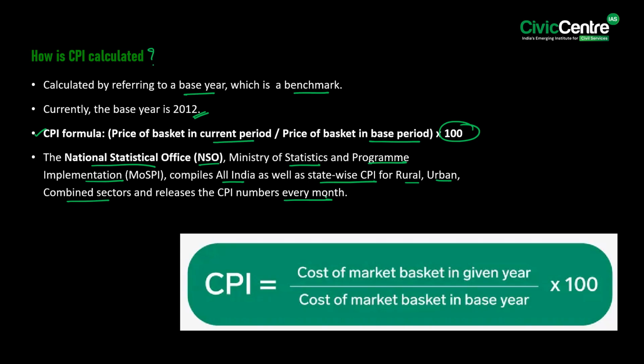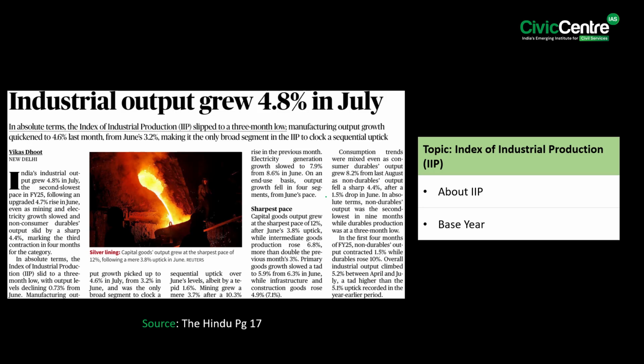The next article is that India's industrial output grew 4.8% in July, the second slowest pace in the financial year 25, following an upgraded 4.7% rise in June. Even as mining and electricity growth slowed and non-consumer durables output slid by a sharp 4.4%, marking the third contraction in 4 months for the category.